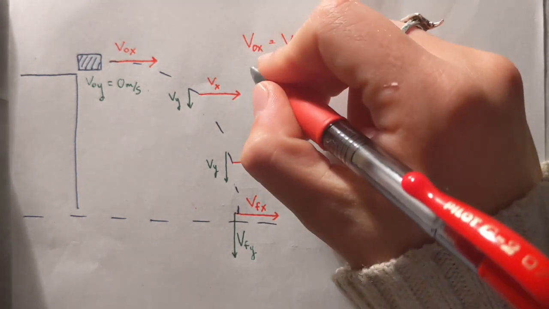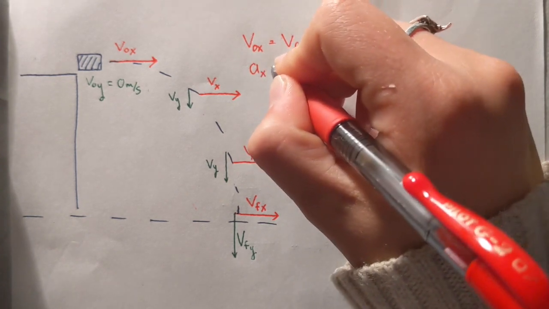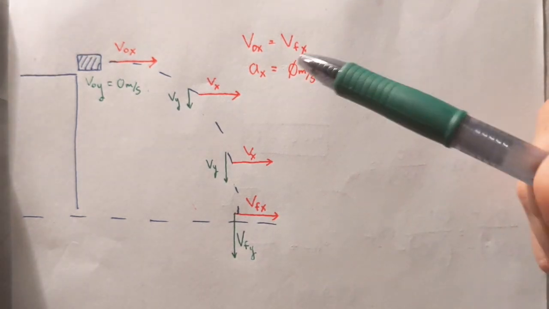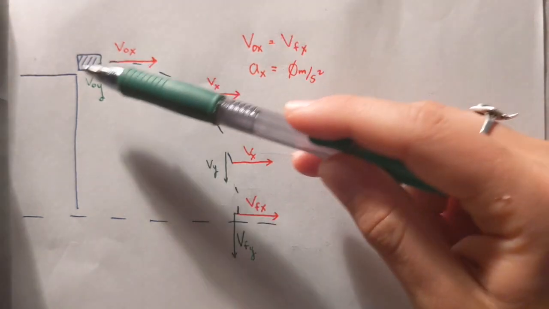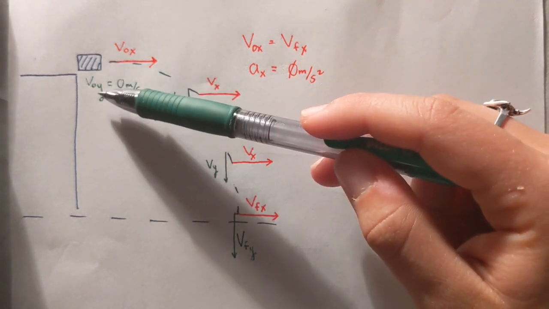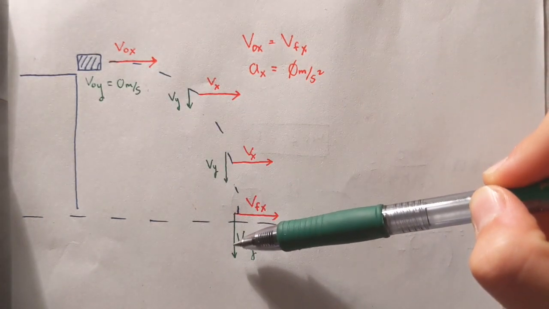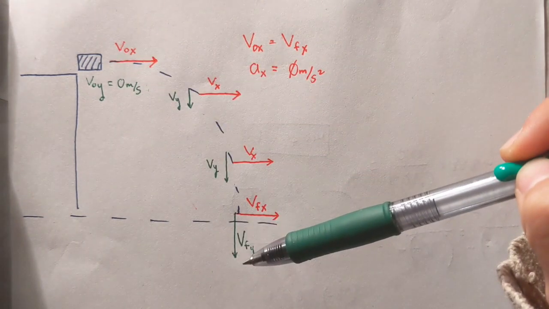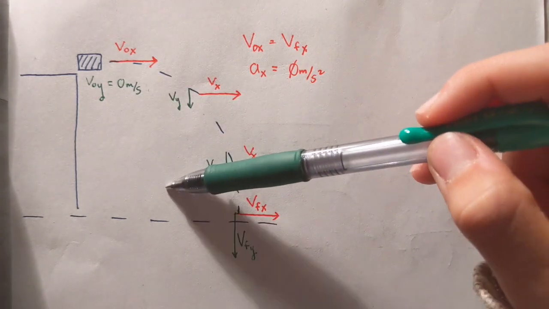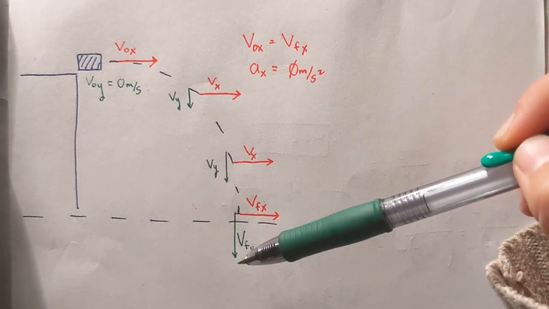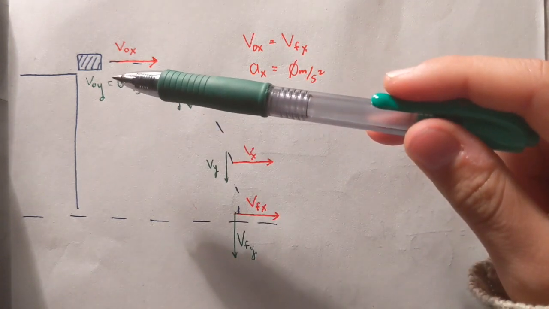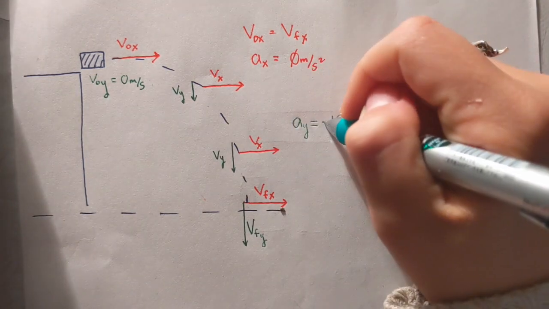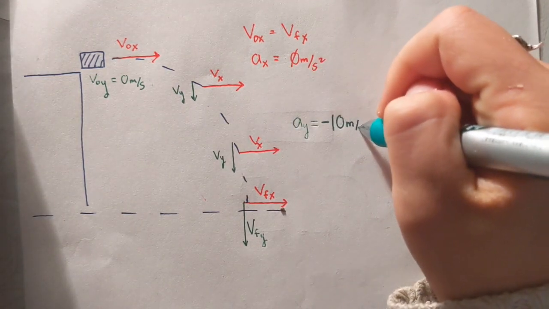So what I can write is that my a sub x, my horizontal acceleration, is equal to 0 meters per second squared. Do we have a vertical acceleration? The object has an initial vertical speed of 0, and then it speeds up vertically as it's falling to the ground. So it's getting faster and faster in the vertical direction. So the vertical speed is changing, and it's changing because gravity is accelerating the object to the ground. Remember, if we have a change in speed, that is an acceleration. So we do have a vertical acceleration. And that vertical acceleration is negative 10 meters per second squared.